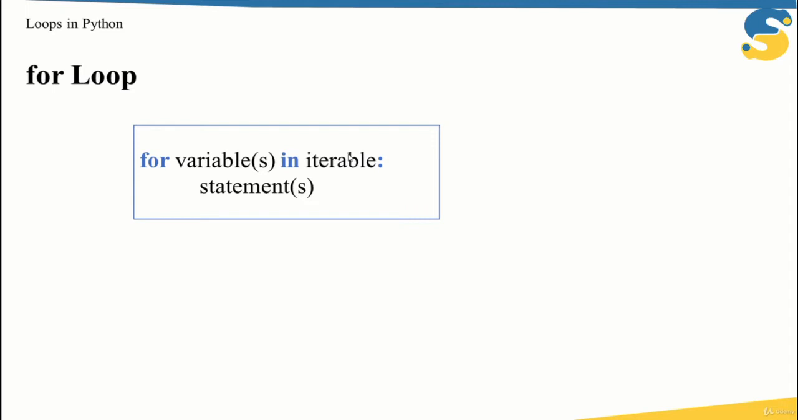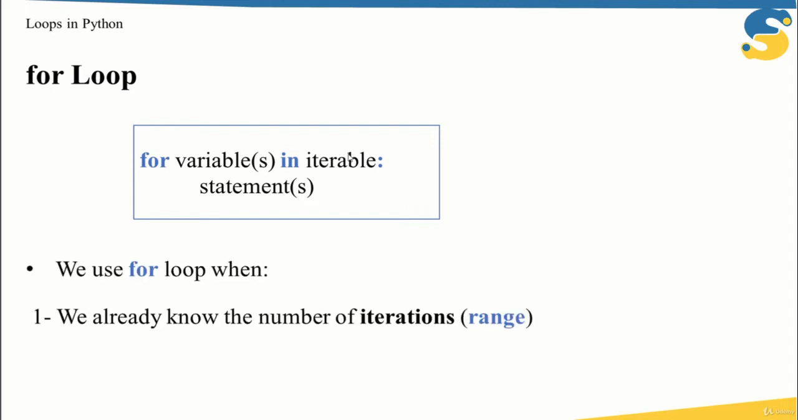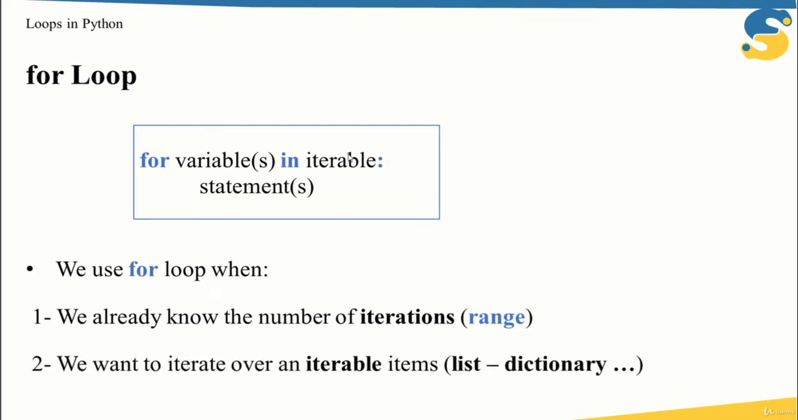Now I am sure that the question that rises in your mind right now is, when do I have to use for loop? So we use for loop when I already know the number of iterations that I want to repeat the statements, and in this case we will use for loop with range function. Or when we want to iterate over iterable items like list, dictionary. So I want to scan all of these items and process these items in some way. So I will use for loop when I know the number of iterations or when I want to iterate over iterable items.